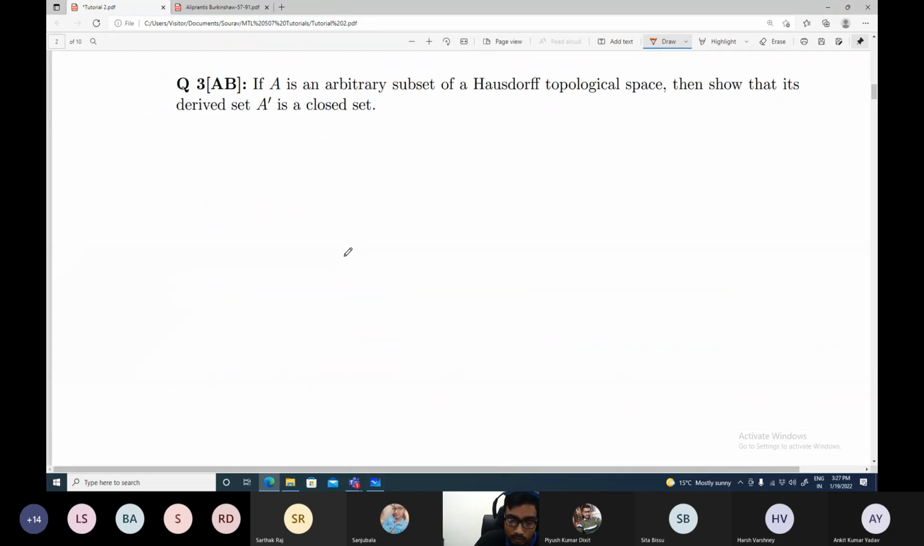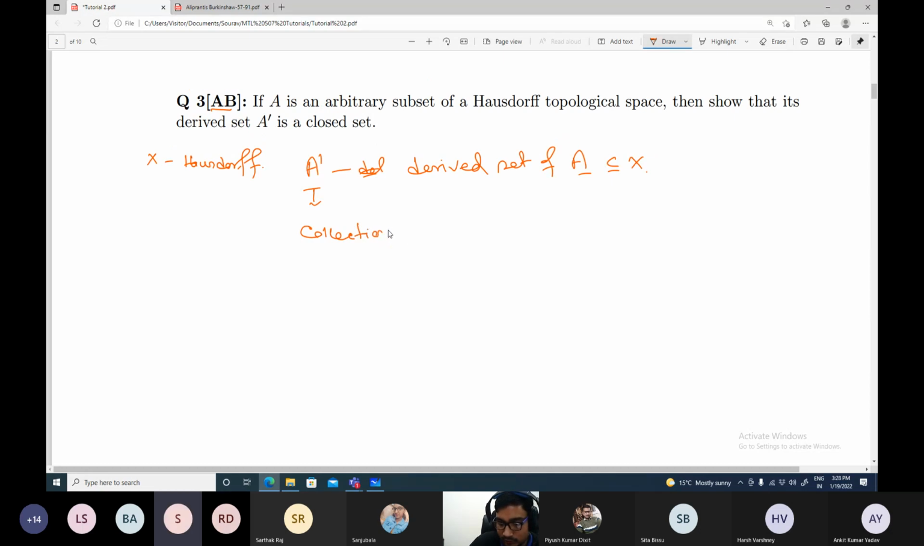So this problem is from your book by Alec Printers. It's given that X is a Hausdorff topological space, and A is an arbitrary subset. We have to prove that the derived set of A, where A is a subset of X, is closed. So first of all, what is the definition of derived set? This is the collection of all limit points.